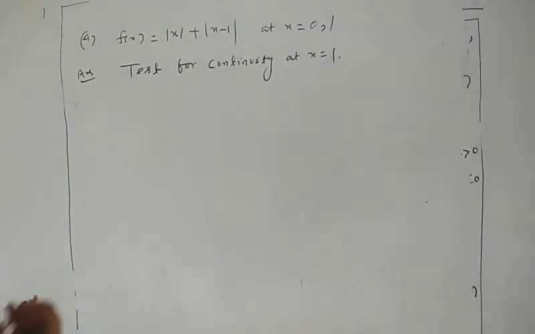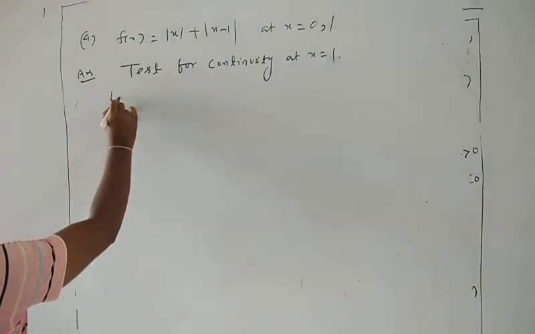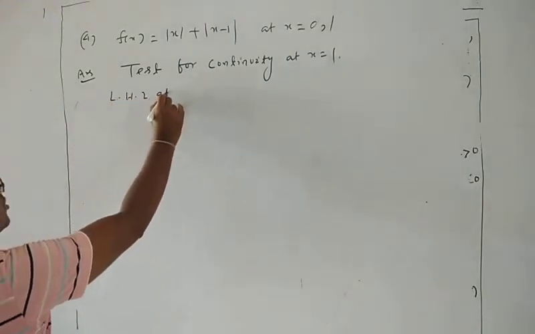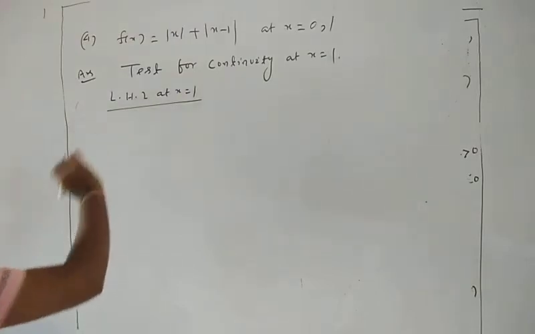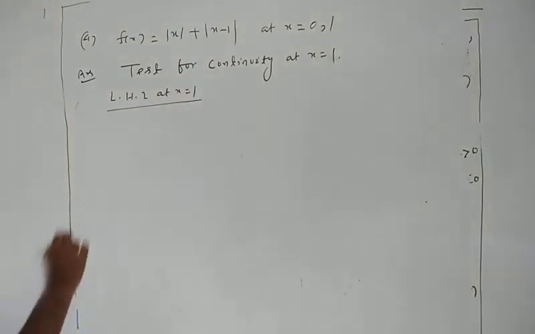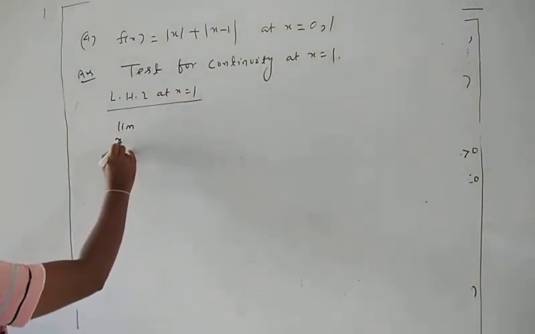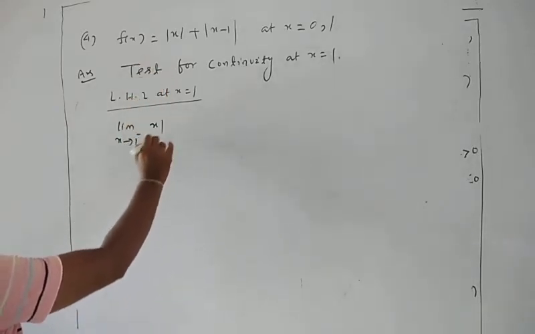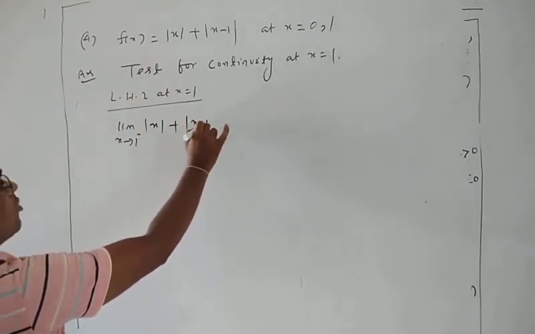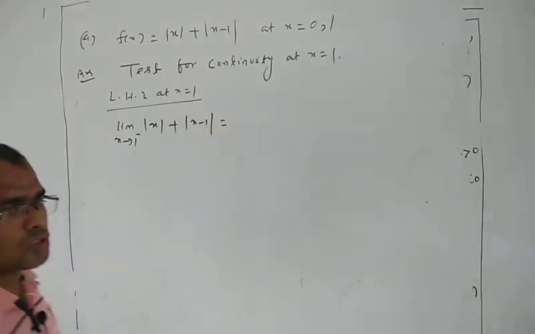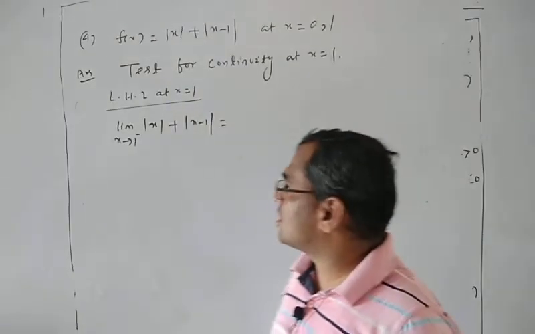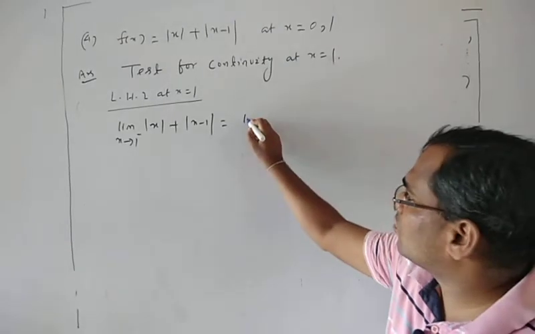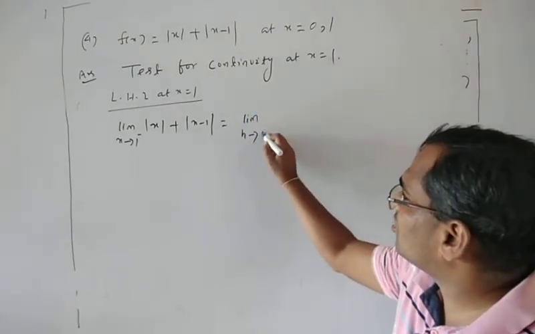x is equal to 1. First, left hand limit at x is equal to 1. So what is the left hand limit at x is equal to 1? Limit x tends to 1 minus f(x). So what is f(x)? This is mod x plus mod of x minus 1. So limit x tends to 1 minus, this is equal to limit h tends to 0.